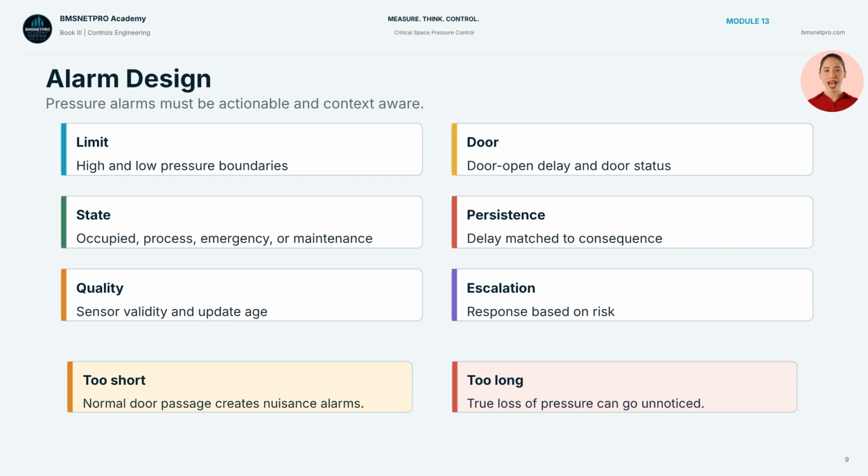Pressure alarms should be actionable and context-aware. Consider high and low limits, door open delay, occupied or process state, persistence, sensor validity, maintenance mode, and escalation based on consequence. An alarm should not be continuously active during normal door passage, but it also should not be delayed so long that a true loss of pressure goes unnoticed. Alarm timing must match the room use and risk.